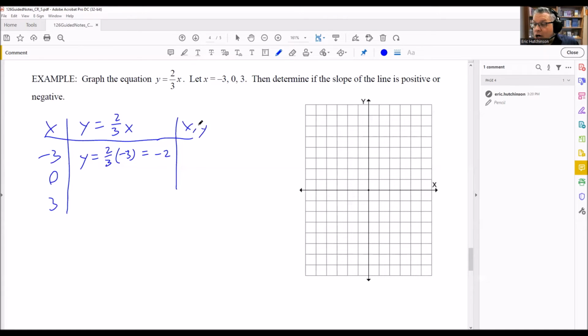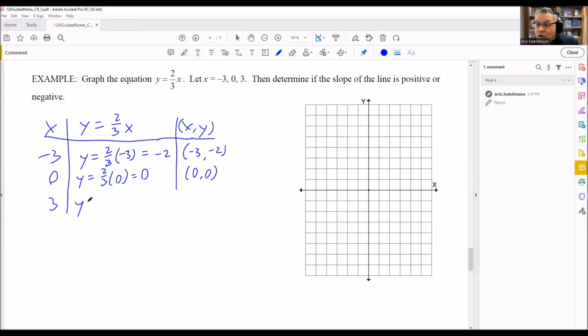And then (X, Y) is the other column we'll do here. This just allows us to write our points out to make it easier to plot later. All these will be plotted, and we'll connect those with a line later. For 0, we have Y equals 2/3 times 0, and 0 times anything is 0. So the next point is (0, 0).